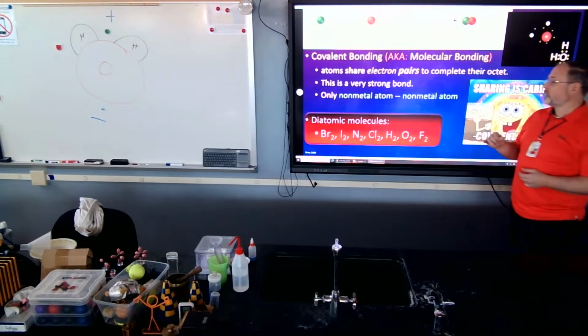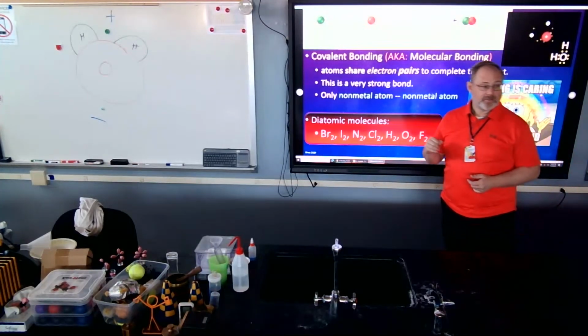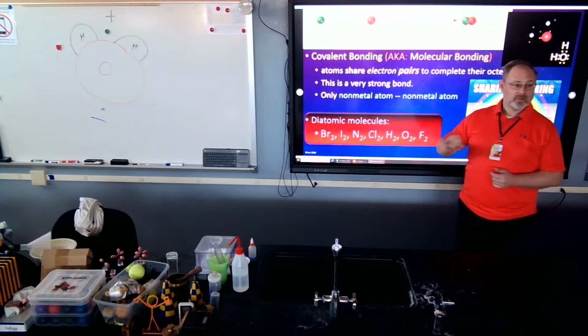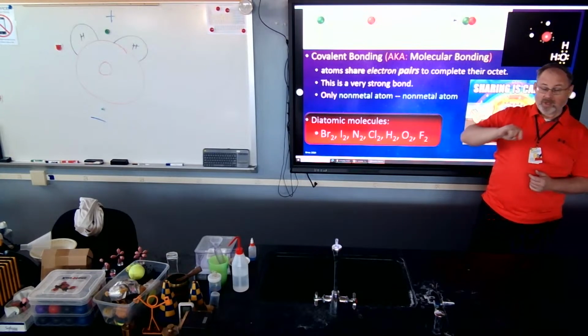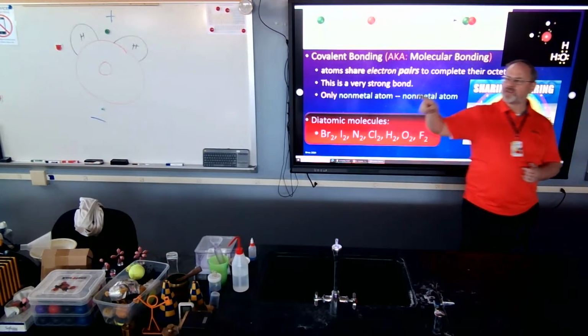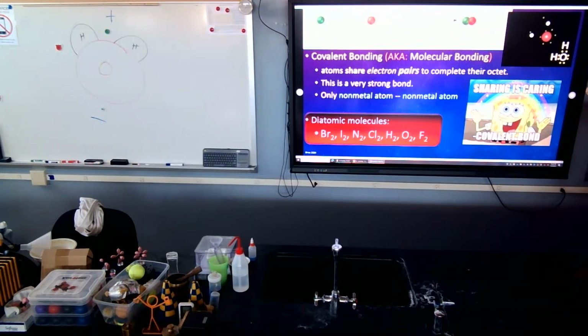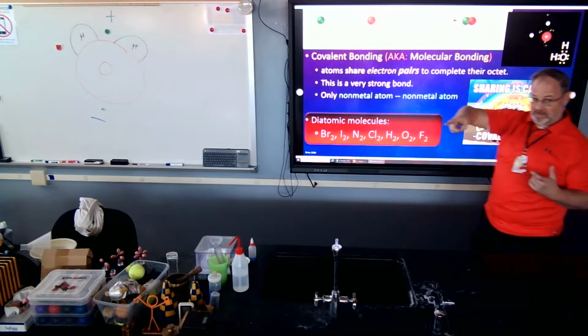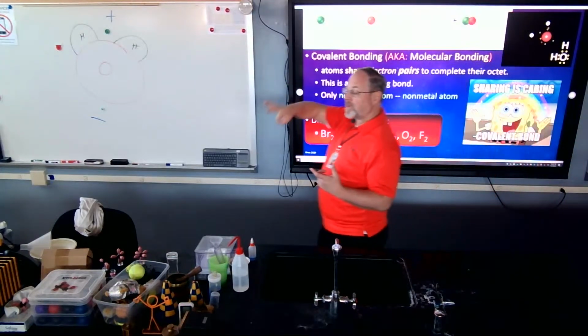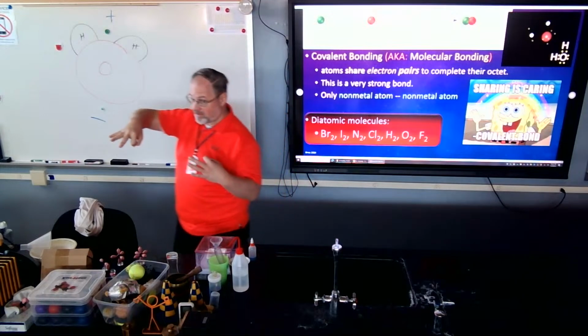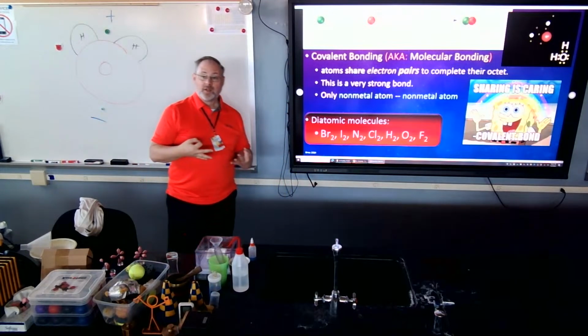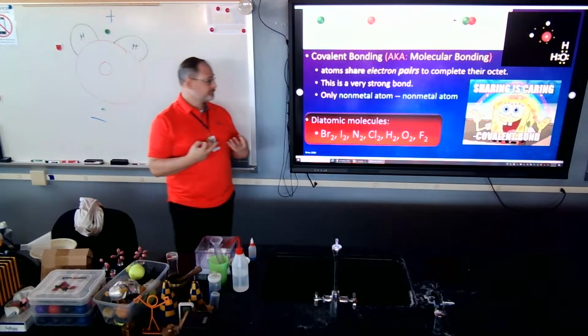Now, sometimes it's not just one electron that gets swapped. Oxygen shares 2. And nitrogen, find nitrogen on the periodic table. How many valence electrons does nitrogen have? 5. So how many valence electrons does nitrogen need? 3. So how many valence electrons does each nitrogen share? 3. Nitrogen makes a triple bond.